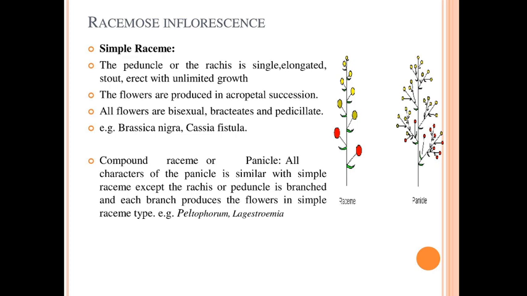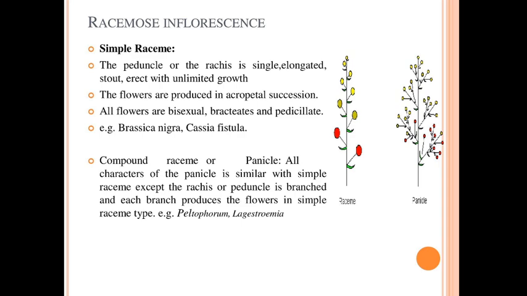The first type of the racemose inflorescence is a simple raceme. So what we have in the definition of racemose inflorescence, it exactly applies here. You have the peduncle or rachis, it's elongated, erect, having unlimited growth, and the flowers are present in the acropetal succession. That is older flower at the base, younger flower at the top. All the flowers are bisexual, bracteate, and pedicellate. You might have commonly seen the flowers of brassica, that is mori, or cassia.